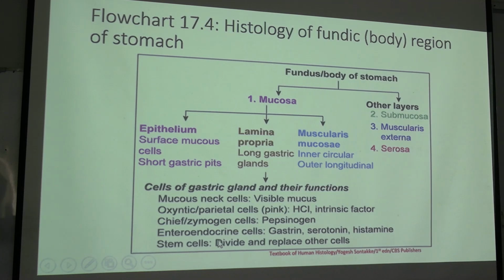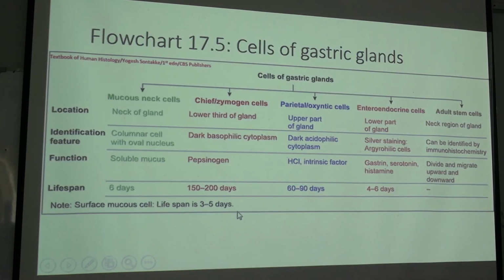And then further down we have other cells, known as the endocrine secretory cells, as well as stem cells. These are the four elemental cells present within the gastric glands. So the gastric glands have four morphologically and functionally different kinds of cells. Some cells secrete mucus. Some we call parietal cells, which secrete HCl or intrinsic factor.